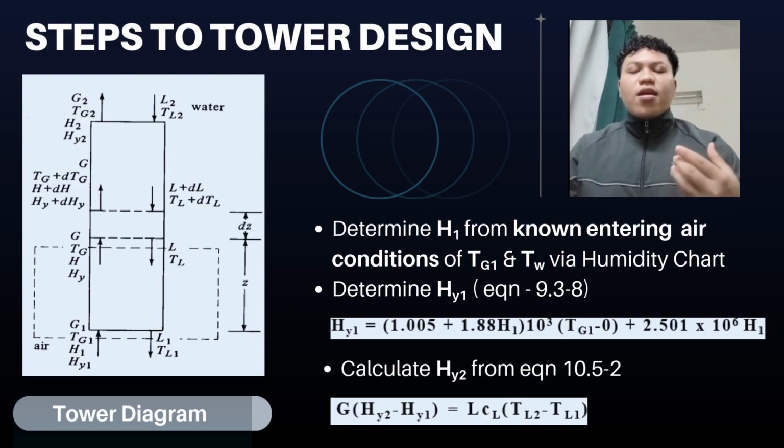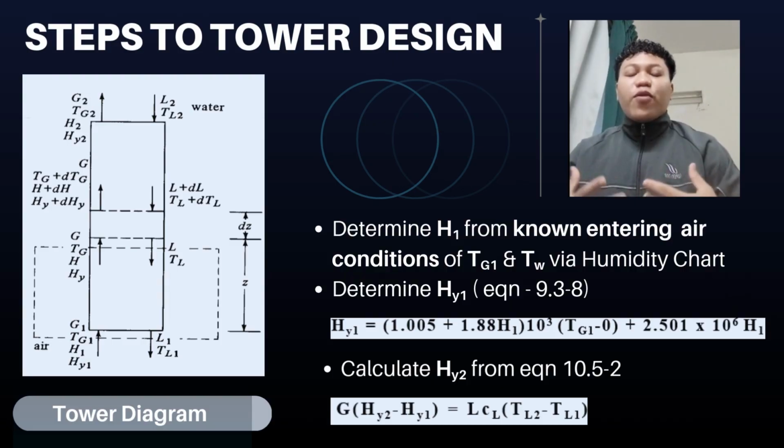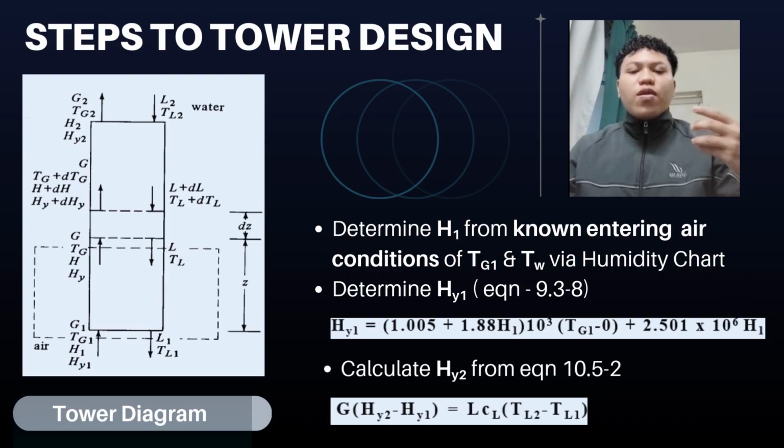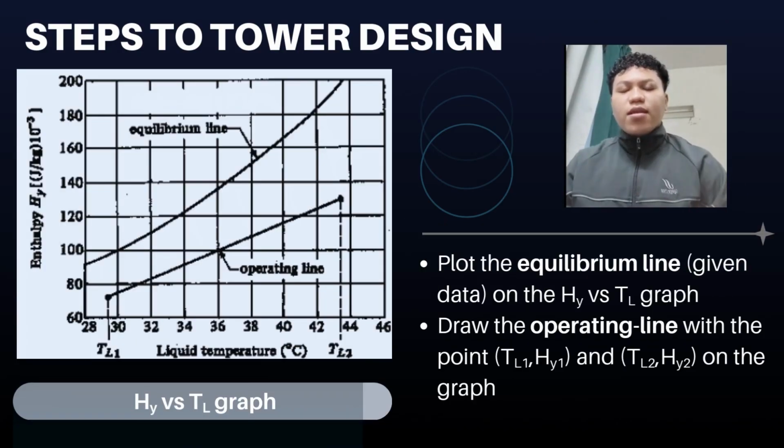The humidity value is then used to obtain the enthalpy value of the entering air, and from the known entering enthalpy value of air, we can determine the exiting value of air using the heat balance equation, which is equation 10.52. Using the given equilibrium data and operating conditions, we can plot the equilibrium line and the operating line inside the Hy versus TL graph.